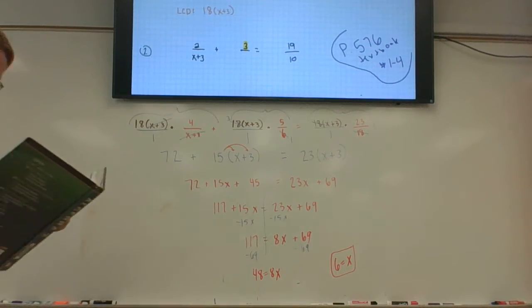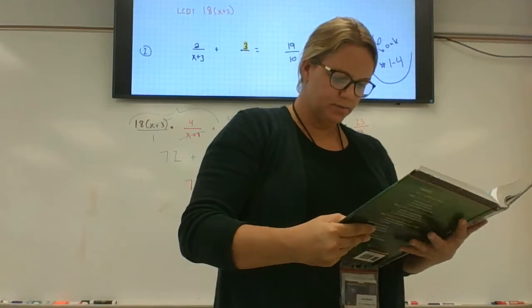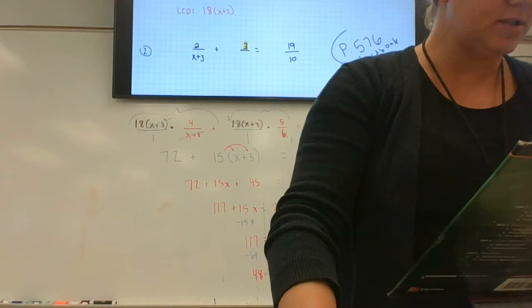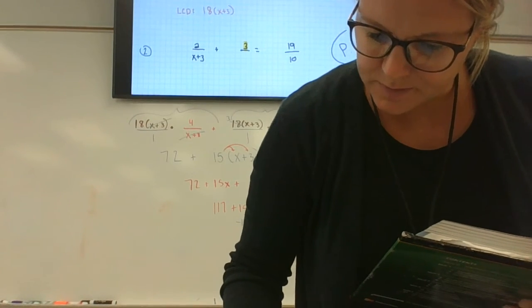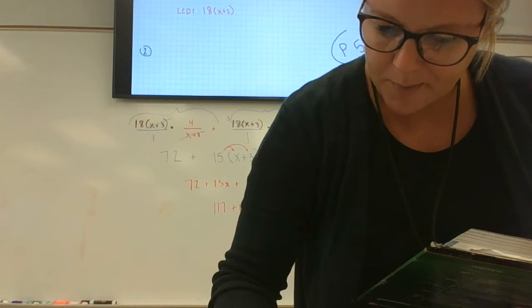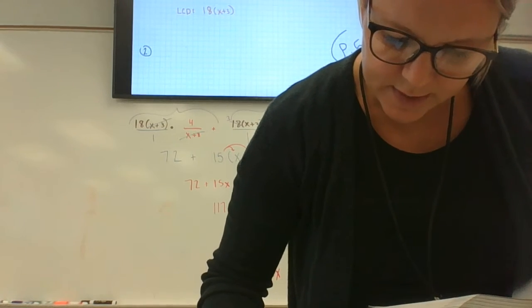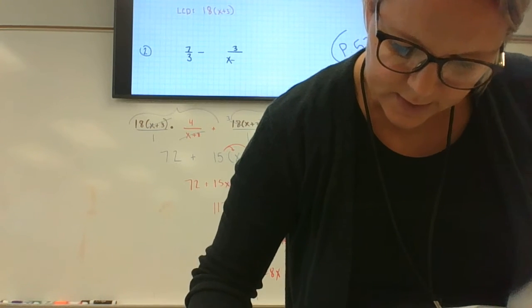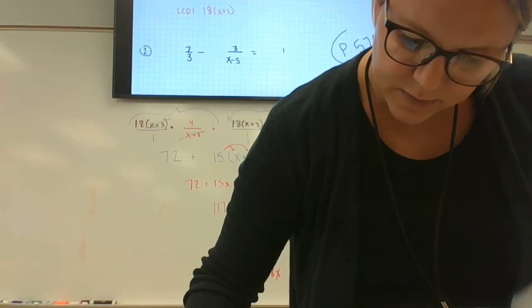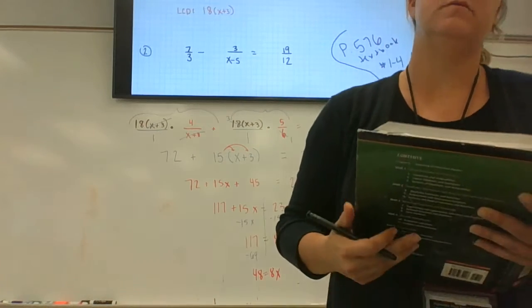I'm going to change this problem. I hope you didn't write it down. Let's try 7 over 3 minus 3 over x minus 5 equals 19 over 12. Very similar question.